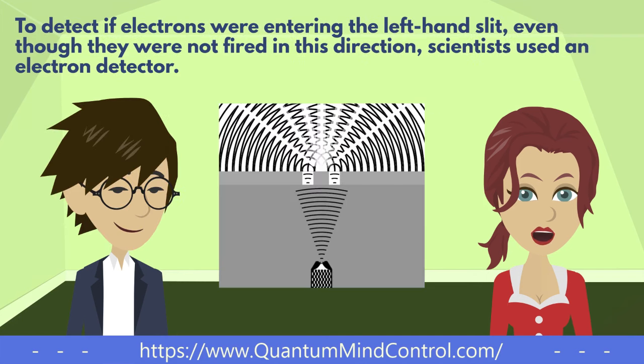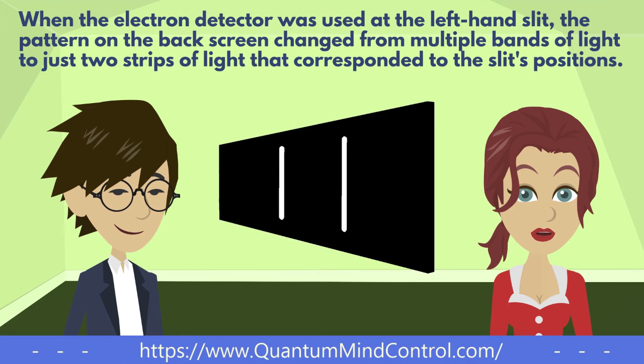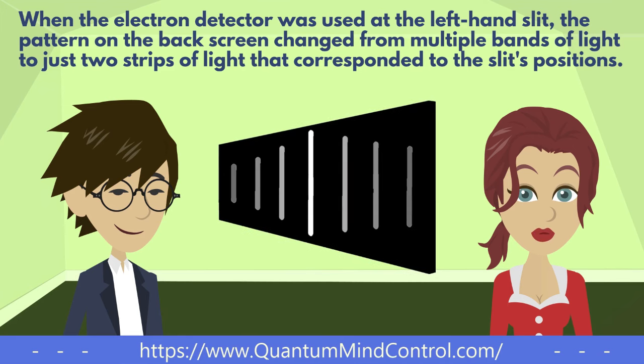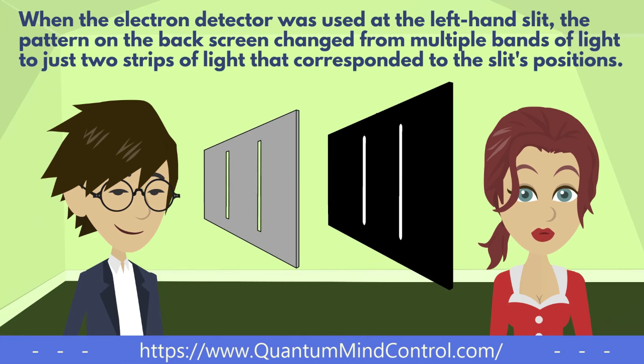To detect if electrons were entering the left-hand slit, even though they were not fired in this direction, scientists used an electron detector. When the electron detector was used at the left-hand slit, the pattern on the back screen changed from multiple bands of light to just 2 strips of light. That corresponded to the slit's positions.